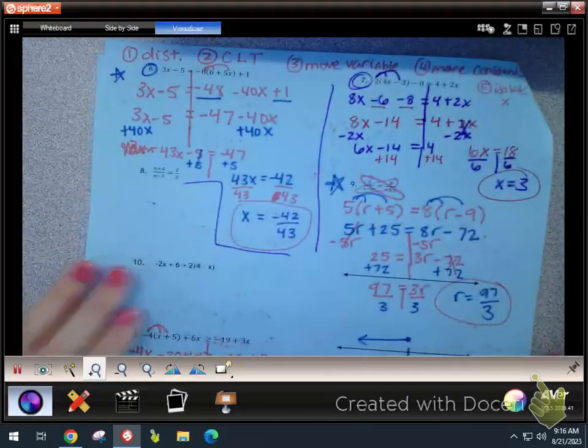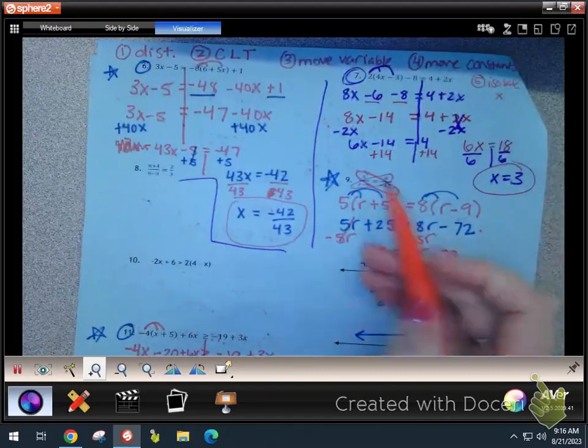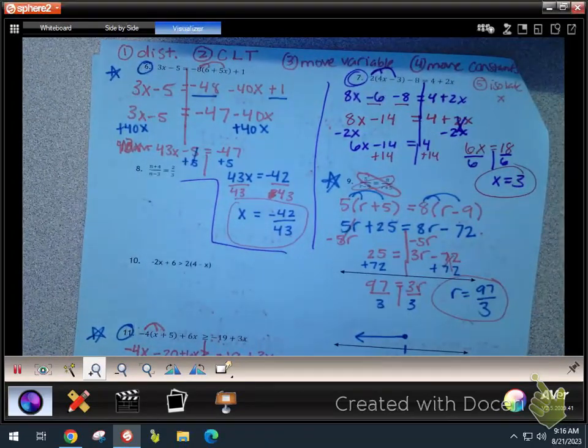Last one I want to do before we get to Delta Math practice for 10 or 15 minutes is number 8. We talked about how to do number 9, but it's been a weekend. Okay, when you've got a fraction equal to a fraction, cross multiply.